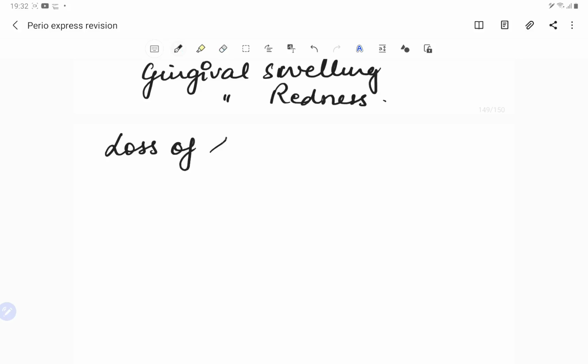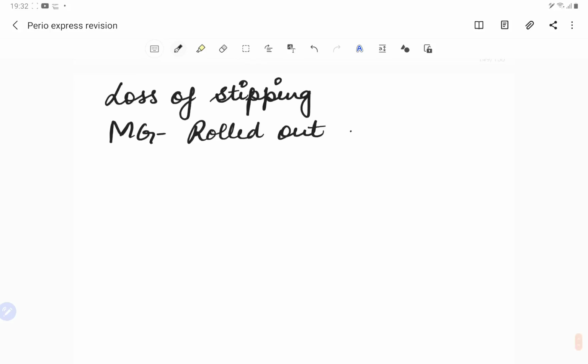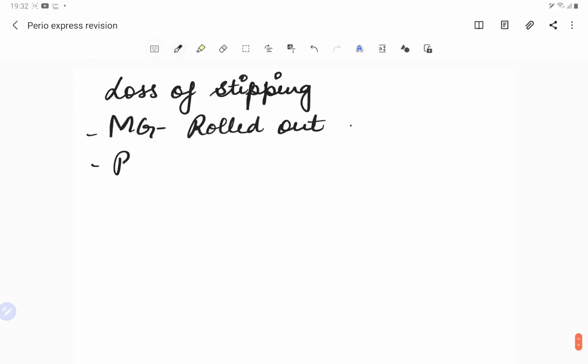Stippling is the orange peel appearance which we have already covered in the first part of the series. So we see that there is a loss of stippling. Also the marginal gingiva has rolled out margins, and the papilla can be crater-like. There can also be recession. There can also be pocket formation and bleeding on probing.